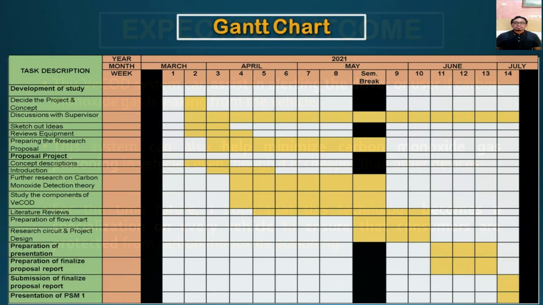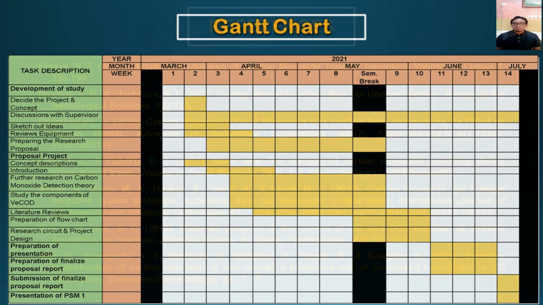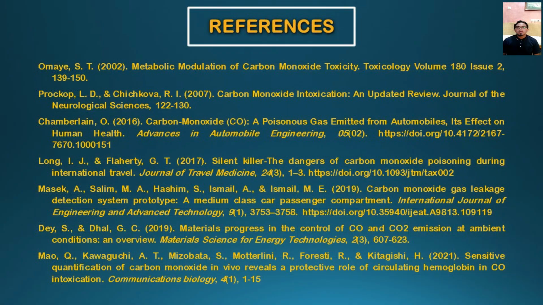Okay, this Gantt chart shows the activities that have taken place throughout the completion of PSM1. In this section, we show some of the references for this project.